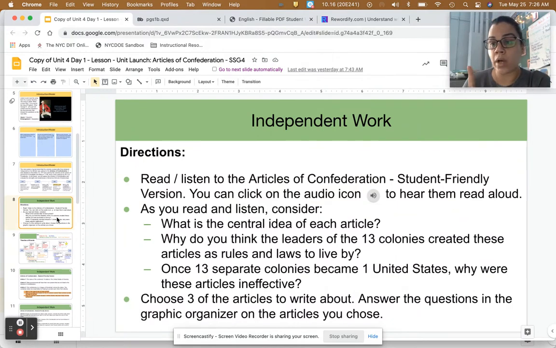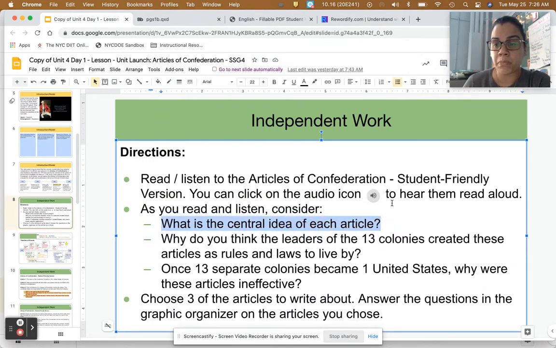you're going to choose one of 3 slides. And you are going to read the articles listed on the slides and think about these questions and take notes on these questions. 1, what is the central idea of each article? Summarize the main idea of each article. 2, why do you think the leaders of the 13 colonies created these articles as rules and laws to live by? And 3, once 13 separate colonies became one United States, why were these articles ineffective?